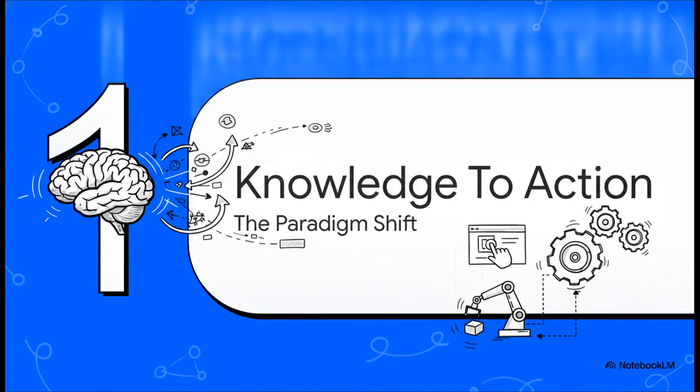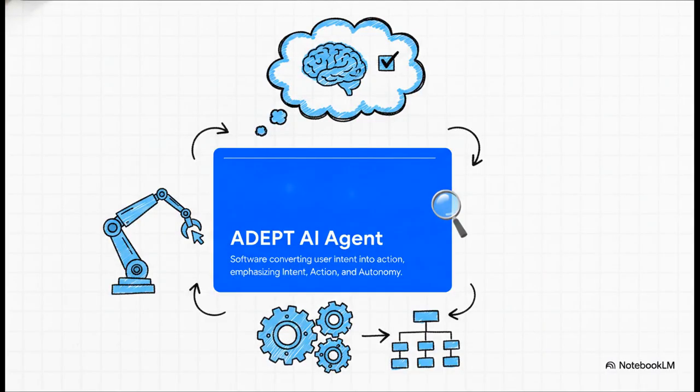Section 1, from knowledge to action. This is the big pivot, moving away from just answering static queries to actually orchestrating dynamic physical workflows right there on your local machine. So the absolutely crucial point here is how Adept is defining an AI agent. They do it with extreme technical precision.